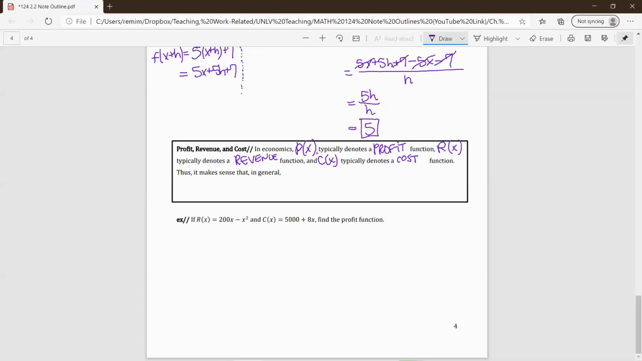So what you're going to hope is that the revenue that comes in from the people going to the movie theater is going to be more than how much it costs you to run the movie theater. Because if the revenue is more than the cost, then you're making a profit. So it makes sense in general that the profit is equal to whatever money is coming in, the revenue, minus the cost of running that business. So this is our profit function.